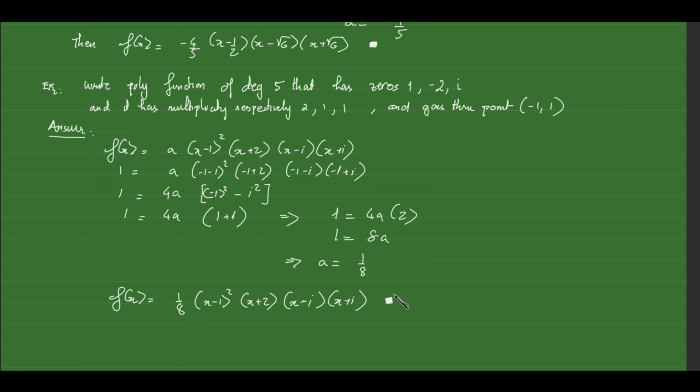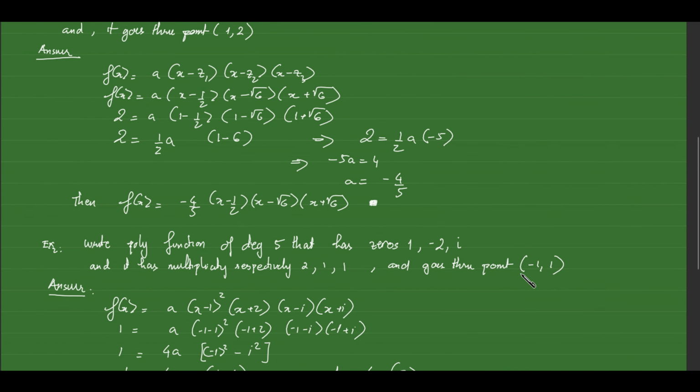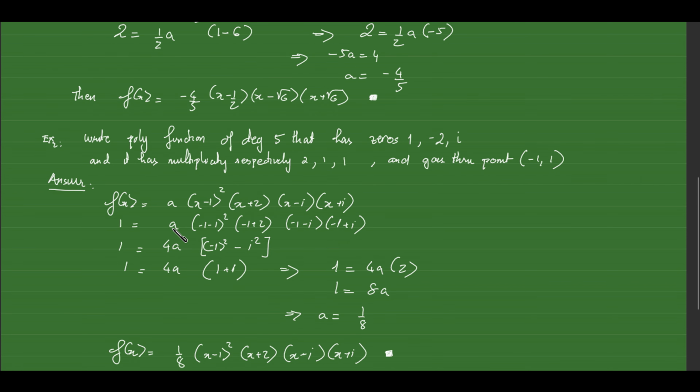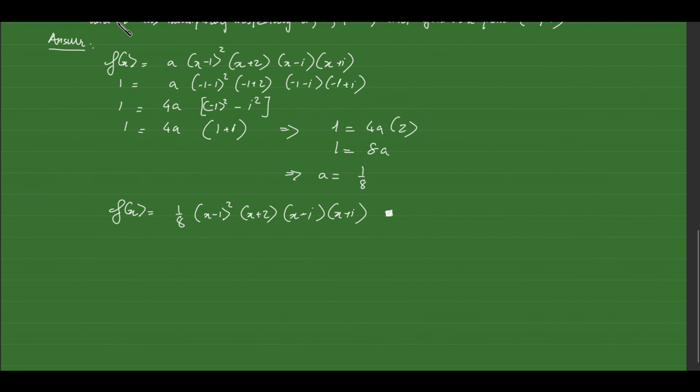Okay. If the question doesn't give you the point, then you assume that a equals 1. So I'm going to put a notice over here for you to remember. If a point is not given, then we assume a value equals 1. Alright, so remember that.